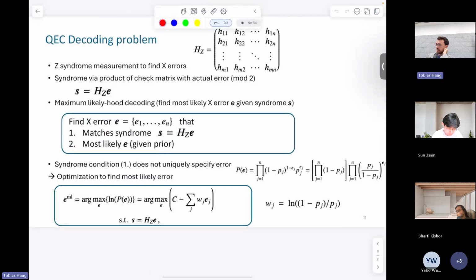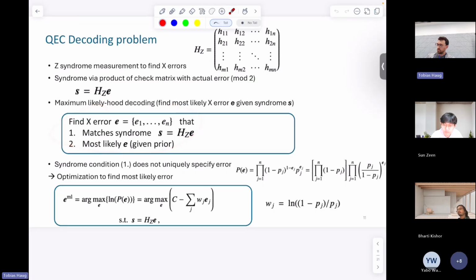I think I already talked about this last time, but let me go over it again as a brief introduction. In the decoding problem, we measure our syndromes. Then we want to figure out what the corresponding error was that happened. We do this using the parity check matrix, which is a matrix that encodes your syndrome measurements. Then we find the most likely error that matches the given syndrome.